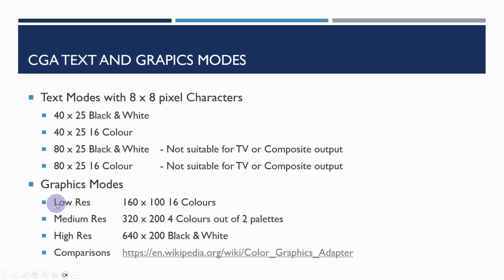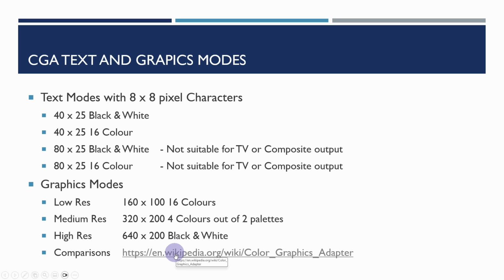Now the graphics modes, there was a low res mode, 160 by 100 with 16 colours. So I'm not sure that was used a lot. There are a few games that might have used it, but it's fairly low resolution. A medium resolution that had 320 by 200 with 4 colours out of 2 palettes. Now we'll see in a minute those palettes were not very pretty. Game designers managed to make the most out of them. And then the high res 640 by 200 in black and white. I believe that the foreground colour could also be changed in the colour register.